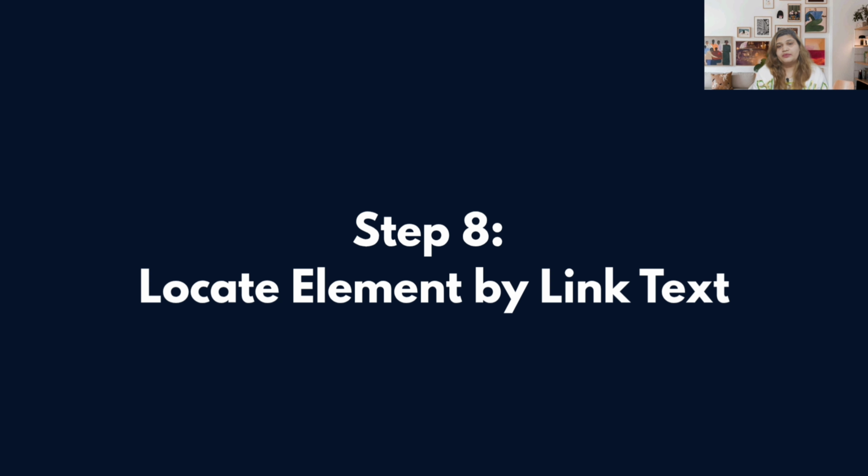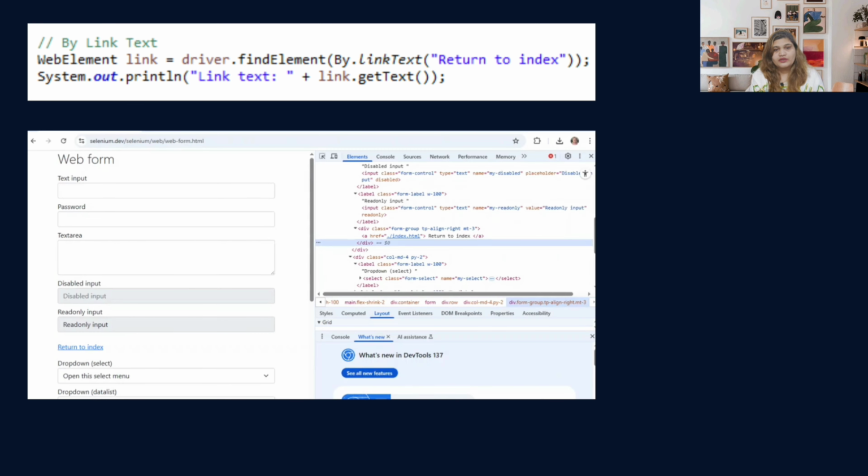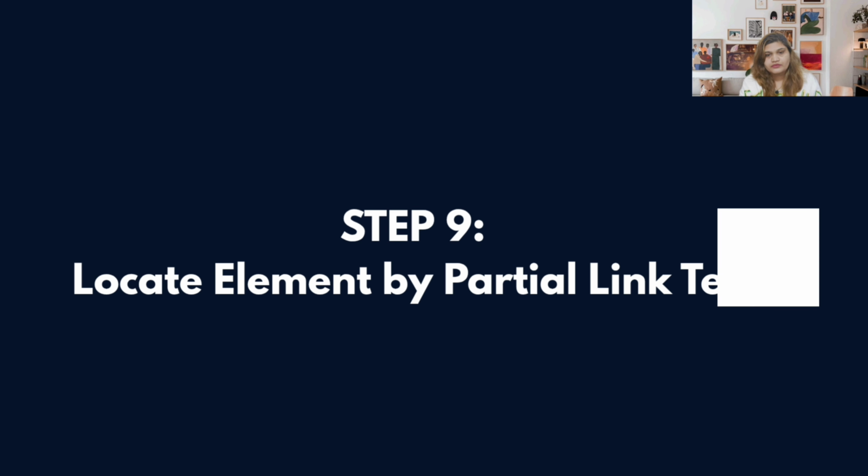Then I have locate element by link text. Now here we find a link by its exact visible text. So return to index is our text, and I'm trying to find this link text which is useful for clicking links and verifying the link text. So very similar, we just go right click and inspect the element, fetch the text and put it in our code, so that when I'm going to execute this code, it will try to search or locate the link with that exact visible text on the link.